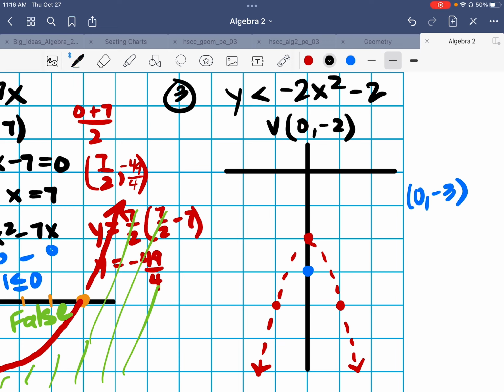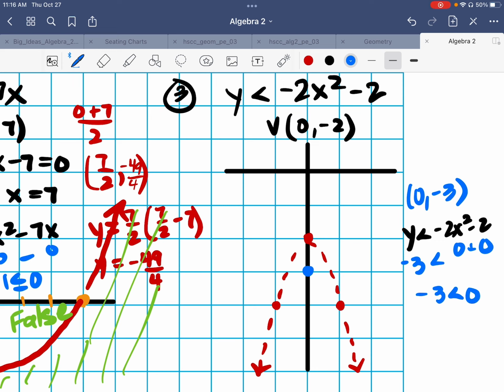I'm going to plug it into the original inequality. y is less than negative 2x squared minus 2. All the y values are going to get negative 3. There's only one of them. And all the x values are going to get 0. Well, that ends up giving me 0 plus 0. So now the question is negative 3 less than 0?